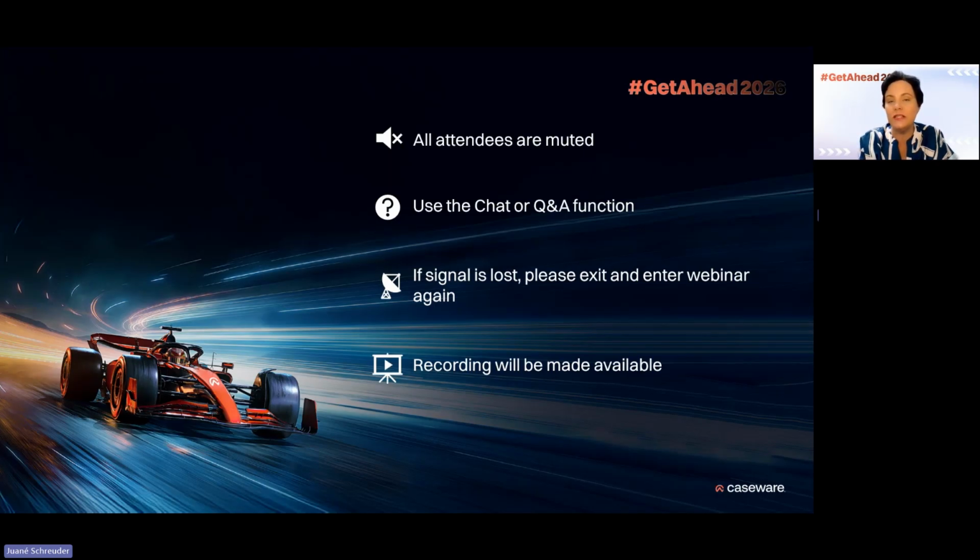If you do lose your signal or if you can't hear clearly, of course, the first thing is probably to check that your internet connection is good, but otherwise you can always exit the webinar and just join again. That also helps from time to time. And also know that even if you do lose signal, the session is recorded and we will make the recording available afterwards. It goes through a little bit of editing, so it will take about a week or so before it is made available, and that will then be loaded on our YouTube channel. So you will be able to go and have a look at it from there.